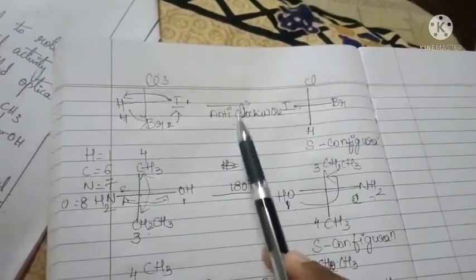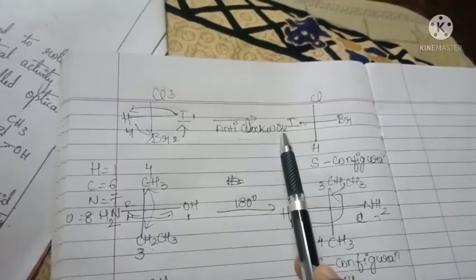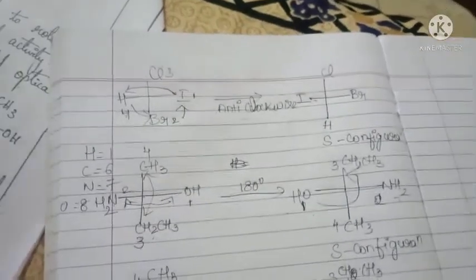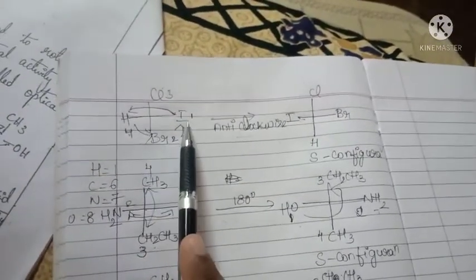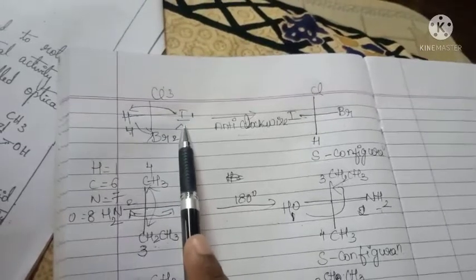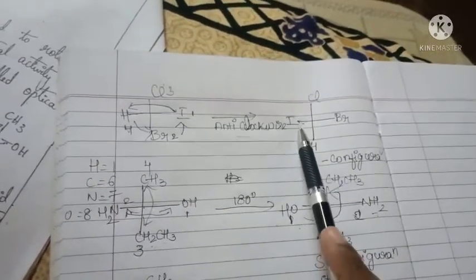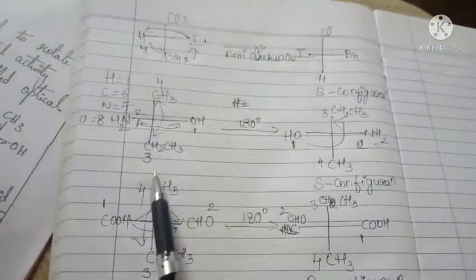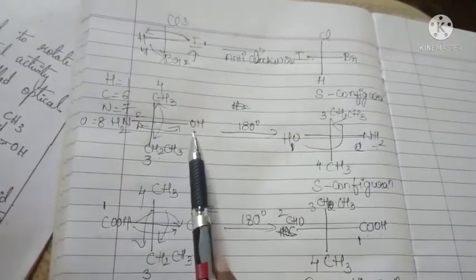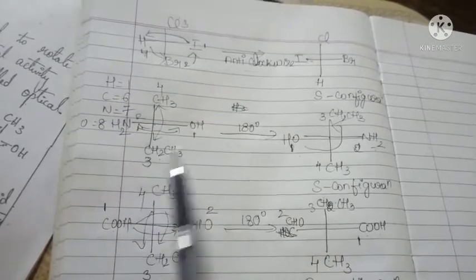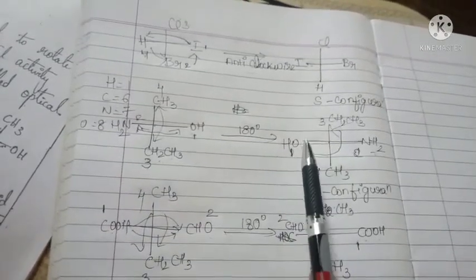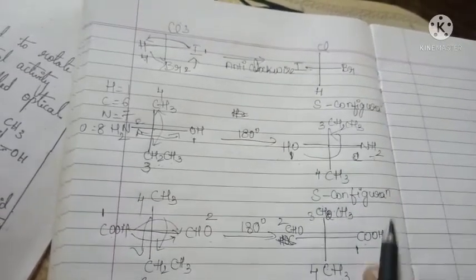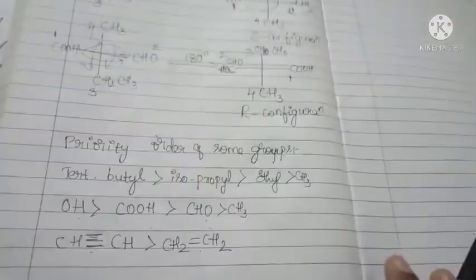Anti-clockwise means the highest priority should be on the left side. It means S configuration. Here this is the R configuration because the highest priority is on the right side. Then this is the left side, so it is S configuration. Next, here OH is on the right side, so it is R configuration. When we rotate by 180 degrees, this OH is on the left side, so it is S configuration. This is all about the R and S configuration.